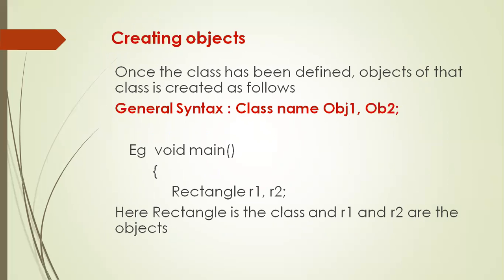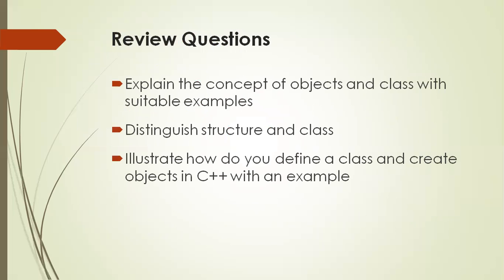For example, void main. Generally objects are created inside the main function, but immediately after the class declaration also you can declare the object. Void main, rectangle R1, R2. So rectangle is the class name, R1 and R2 are the objects of rectangle. In our next class, I will take some more examples on objects and classes through certain programs.